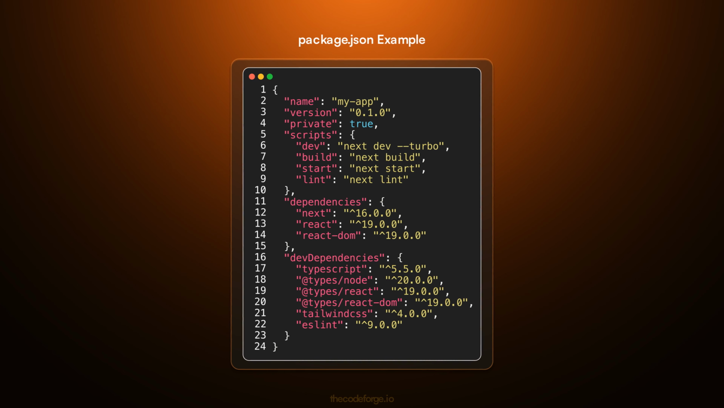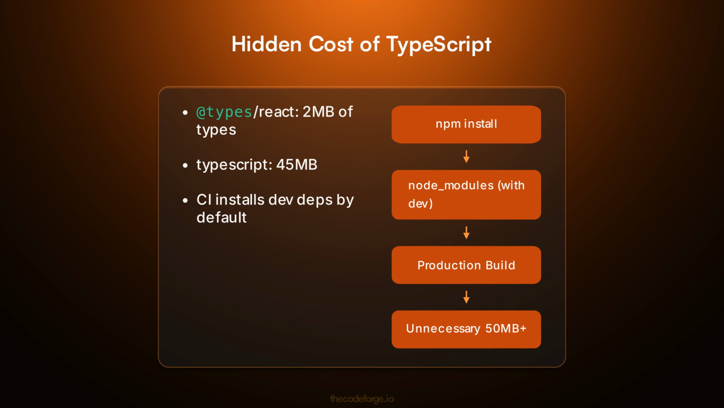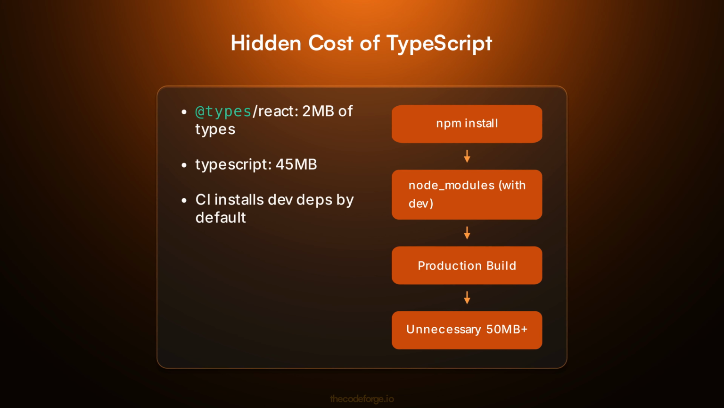Notice that next, react, and react-dom are production dependencies. Everything else is dev, but next itself pulls in many more packages. If you scaffold with TypeScript, you get @types/react, @types/react-dom, @types/node, and typescript itself. These are devDependencies. They don't ship to production, but they still take up disk space and install time. TypeScript alone is 45 MB.